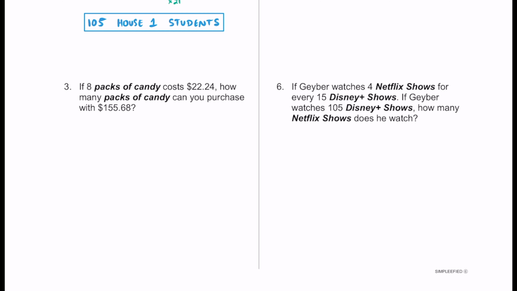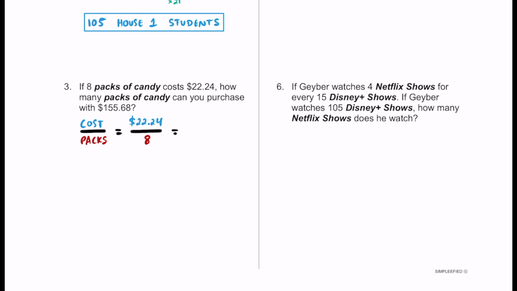For number 3, we are being told that we have 8 packs of candy that could cost $22.24. How many packs of these candy could we buy if we had $155.68? So start by labeling, we should have a rate of cost to packs here. So what rate or ratio are we given here? We're being told that it's going to cost $22.24. That's going to be for 8 packs of this candy.